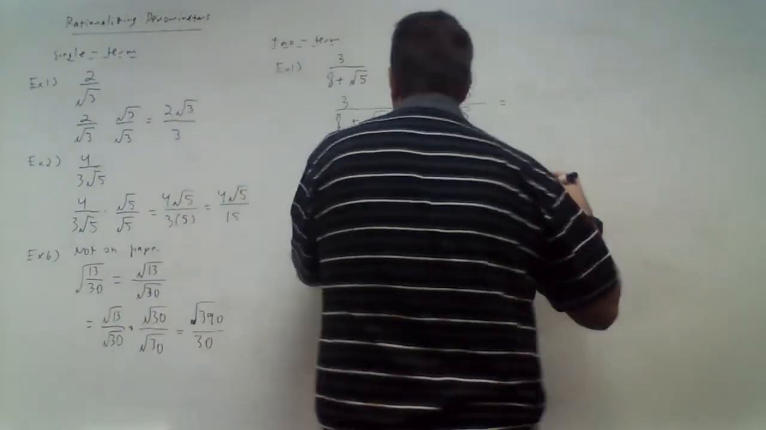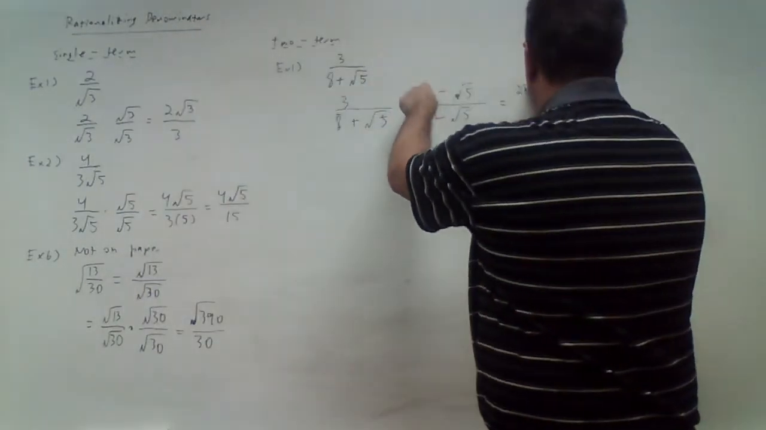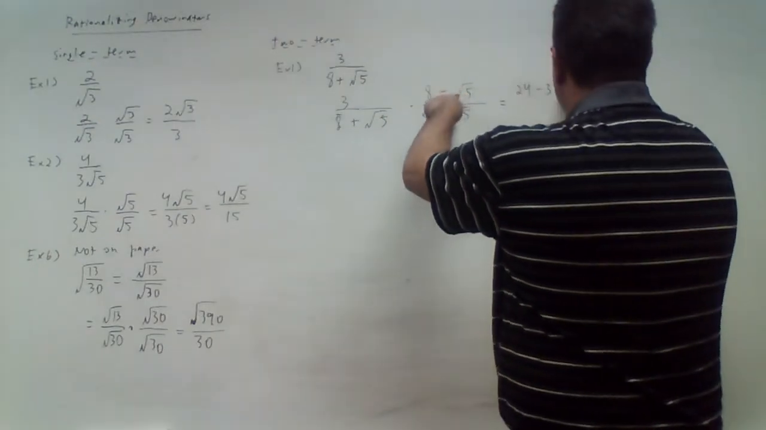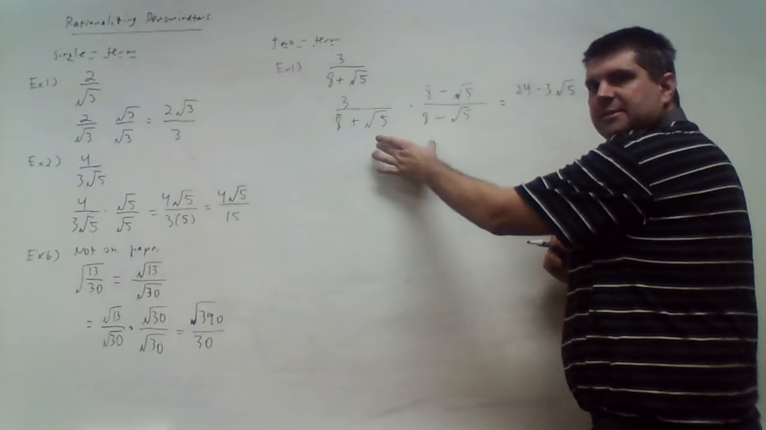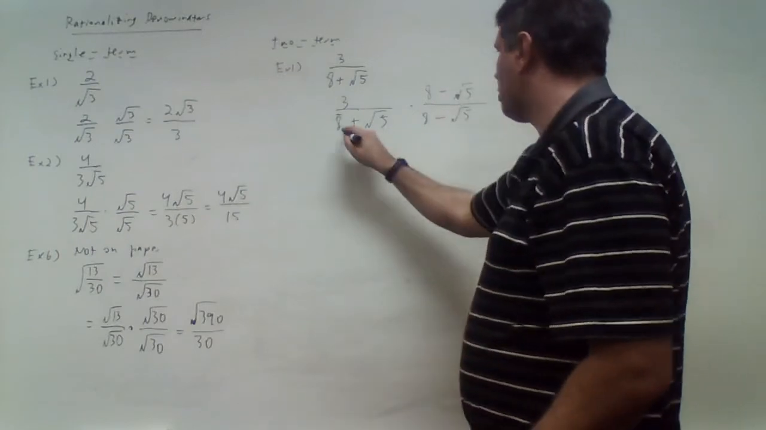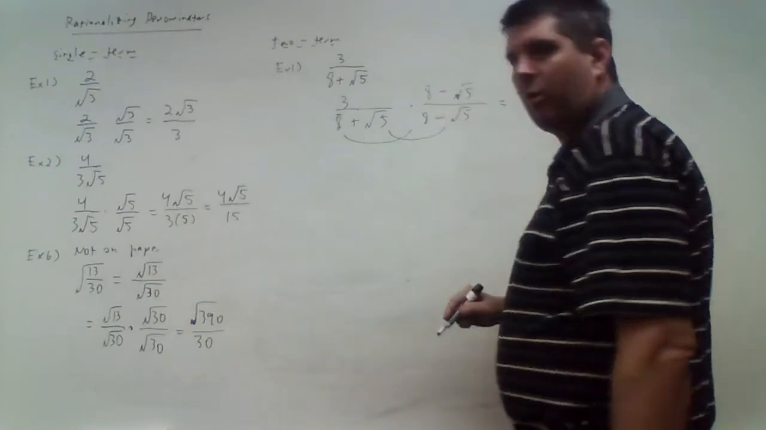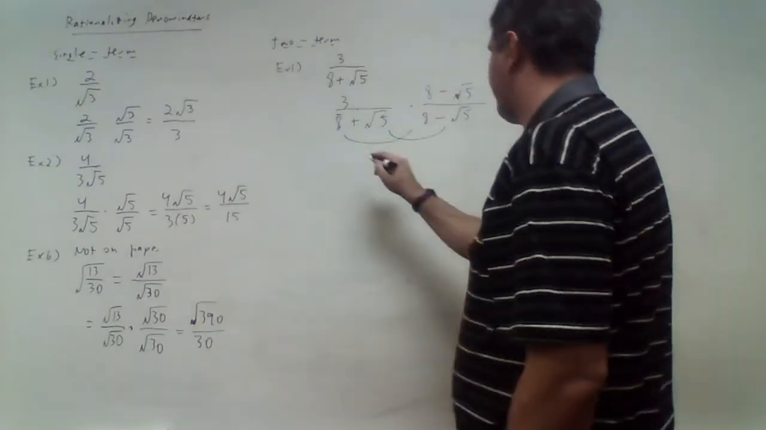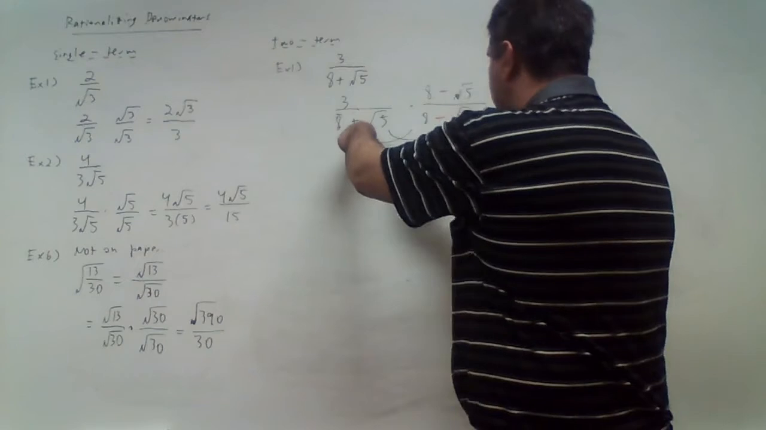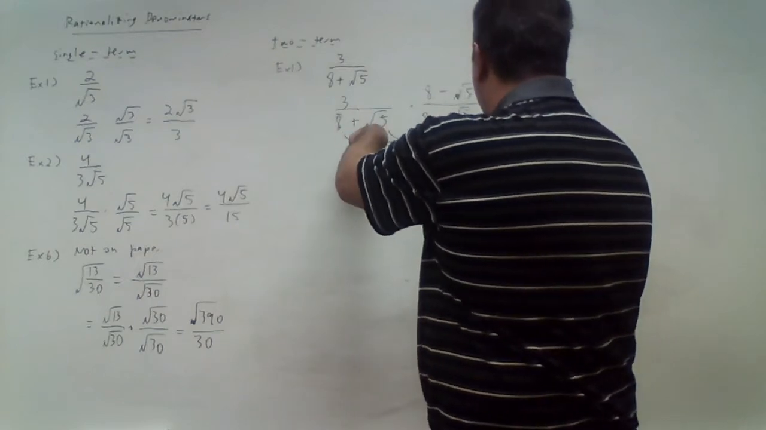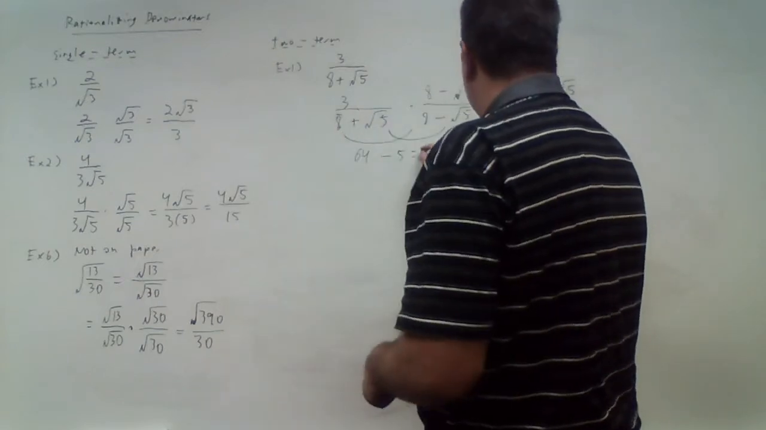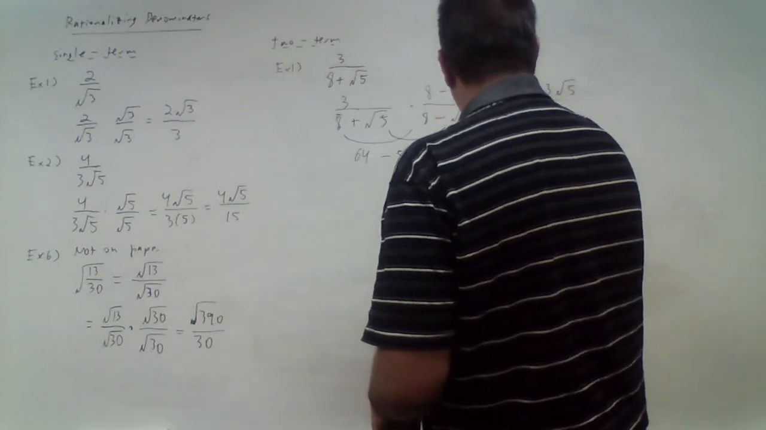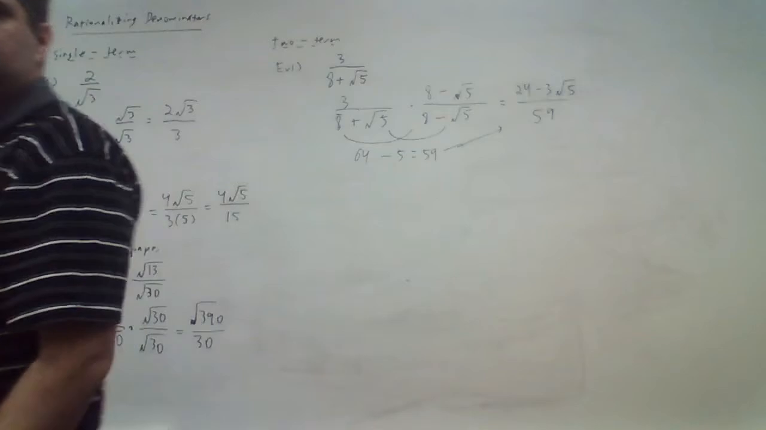So this gives you 24, and 3 times minus 1 is minus 3, and the square root of 5 is unaffected. Now, because these two are conjugates, all you have to do is multiply the first and multiply the last. 8 times 8 is 64, minus the square root of 5 times the square root of 5 is the square root of 5 squared, which is 5, which leaves me 59. And then stick it on the bottom. Okay?